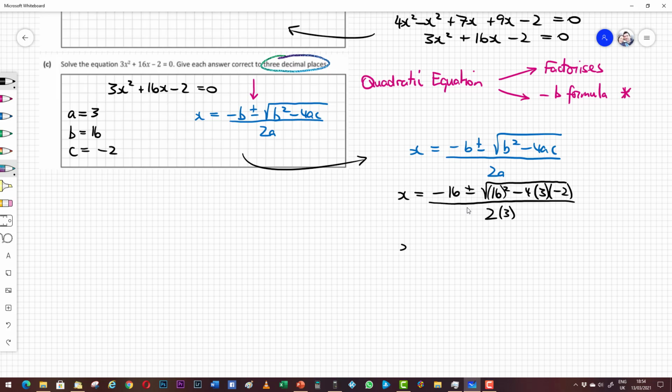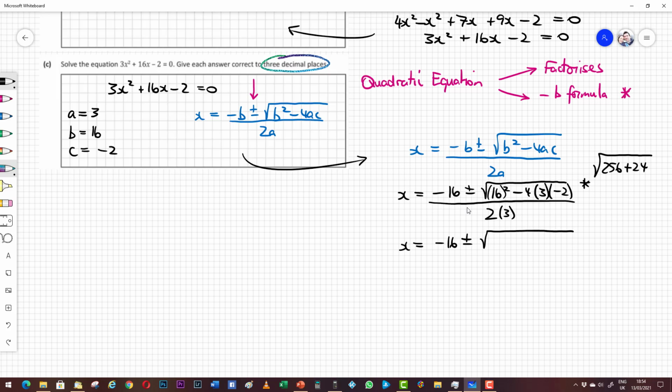So we'll go down to the next line. So x is equal to minus 16 plus or minus. Now, I would put 16 squared minus 4 by 3 by minus 2 all in the calculator, this piece here. It is possible or okay to write down that that would be the square root of 16 squared, which is 256. Minus 4 by 3 by minus 2 is plus 24.